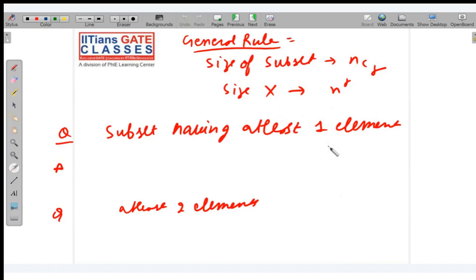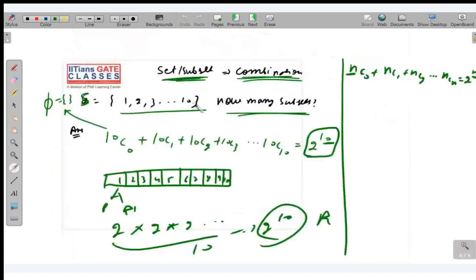Okay. Yes. So see this question: subsets having at least one element. The size is not clear to you. So let me first explain this so that you get more clarity. For example, if I say how many subsets of size 1, you will say 10C1. How many subsets of size 3? 10C3. How many subsets of size 10? 10C10. How many subsets of size 2? 10C2. And this kind of thing.